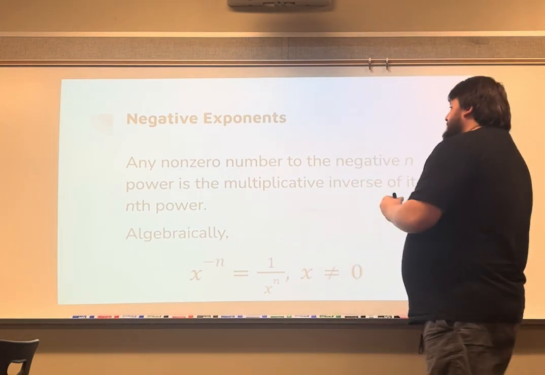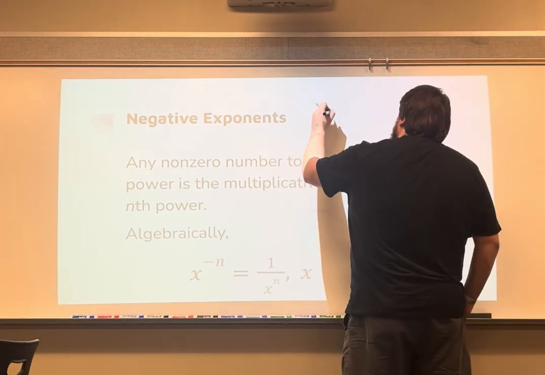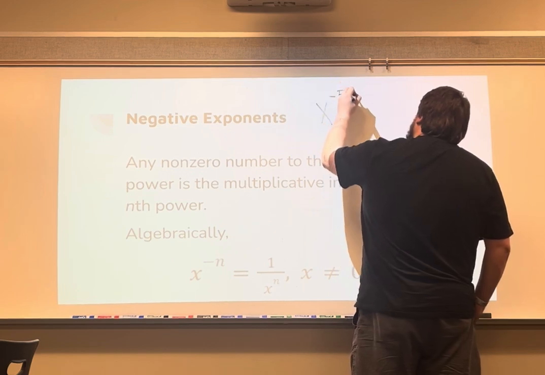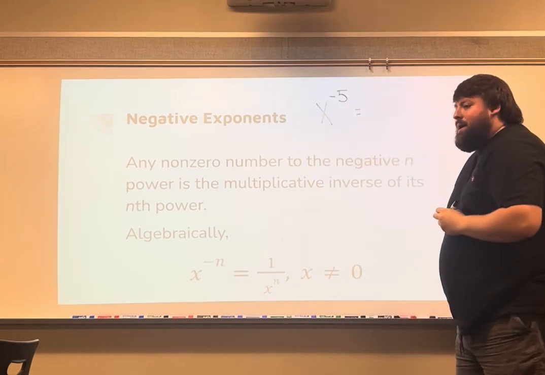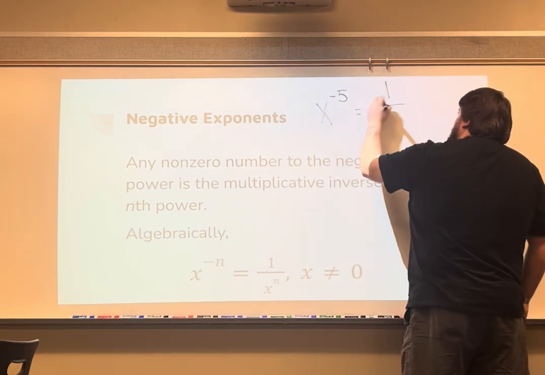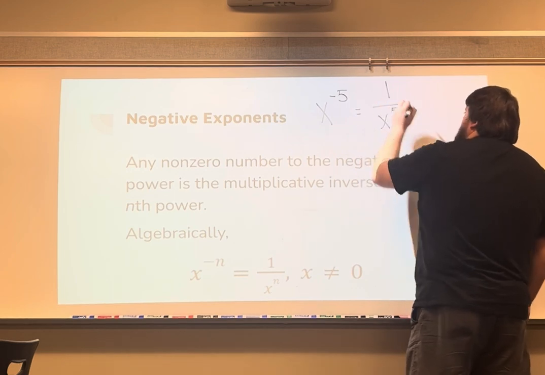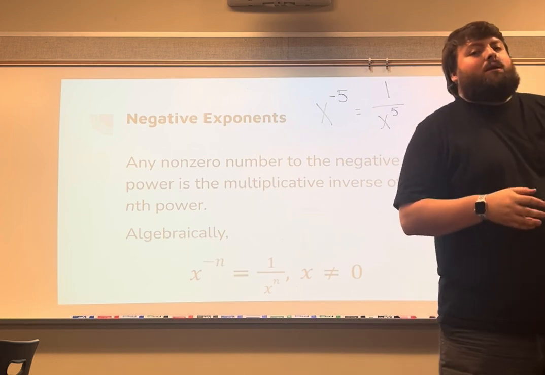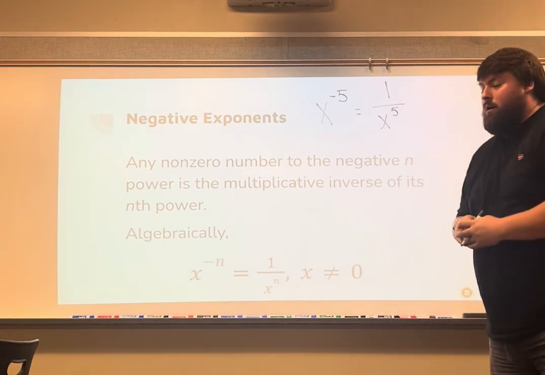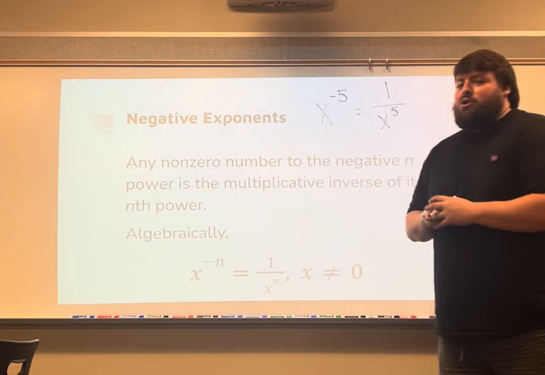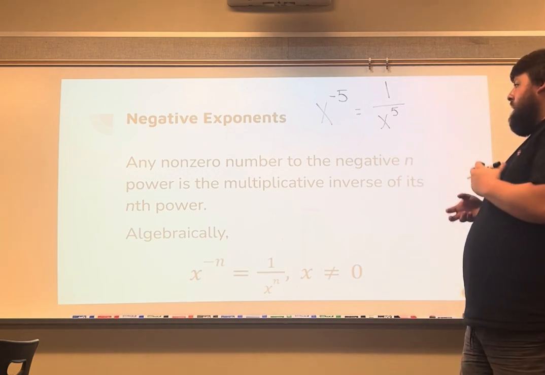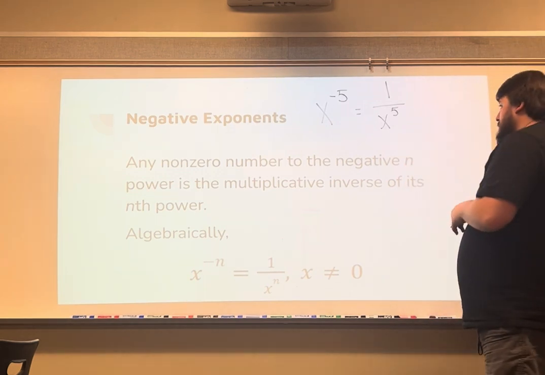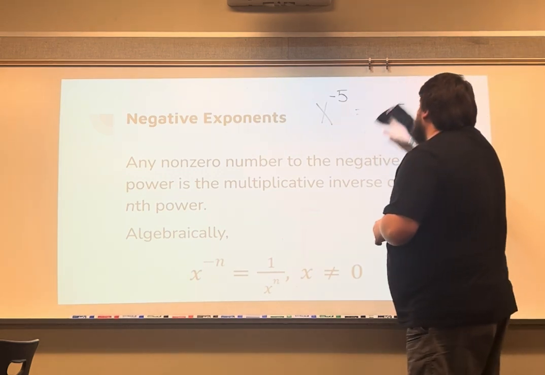So if I have x to the negative 5th, that is equivalent to 1 over x to the 5th, just with a regular number instead of an n. That is what we're looking at here. It's essentially the multiplicative inverse of the nth power.